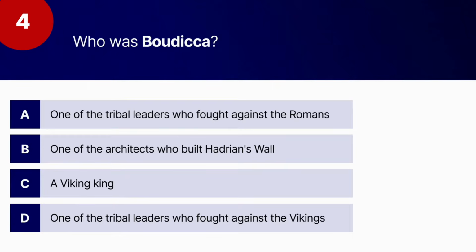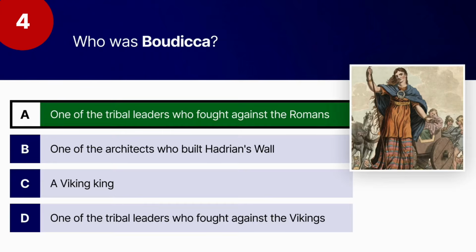Who was Boudicca? A. One of the tribal leaders who fought against the Romans. B. One of the architects who built Hadrian's Wall. C. A Viking king. D. One of the tribal leaders who fought against the Vikings. The answer is A. One of the tribal leaders who fought against the Romans.